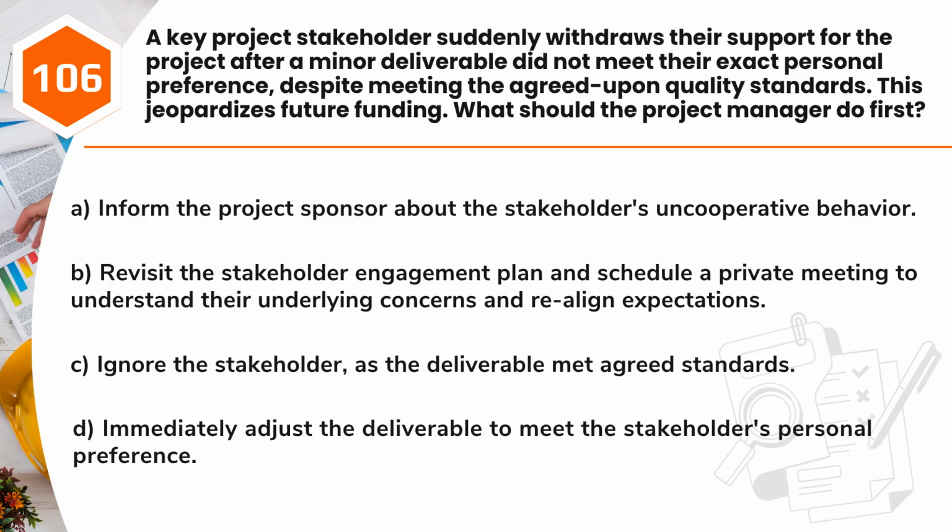Question 106. A key project stakeholder suddenly withdraws their support for the project after a minor deliverable did not meet their exact personal preference, despite meeting the agreed-upon quality standards. This jeopardizes future funding. What should the project manager do first? A. Inform the project sponsor about the stakeholder's uncooperative behavior. B. Revisit the stakeholder engagement plan and schedule a private meeting to understand their underlying concerns and realign expectations. C. Ignore the stakeholder, as the deliverable met agreed standards. D. Immediately adjust the deliverable to meet the stakeholder's personal preference.